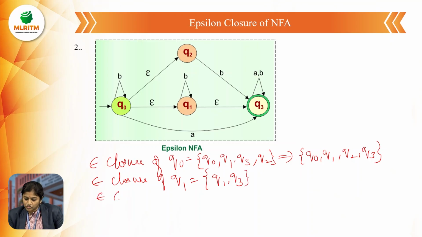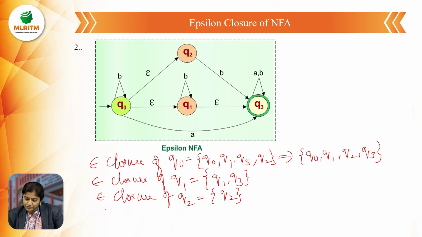Next, epsilon closure of Q2. Okay, first the same state. Next, from Q2, is there any outgoing transition with the epsilon symbol? No. So only Q2, because Q2 to Q3 is B.